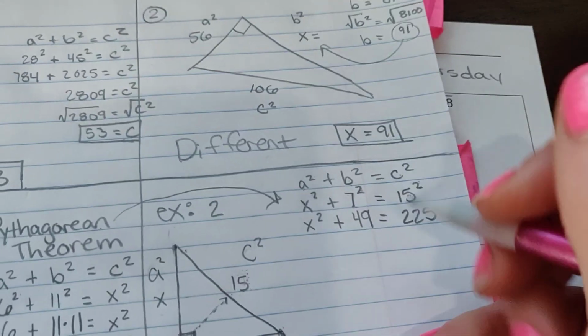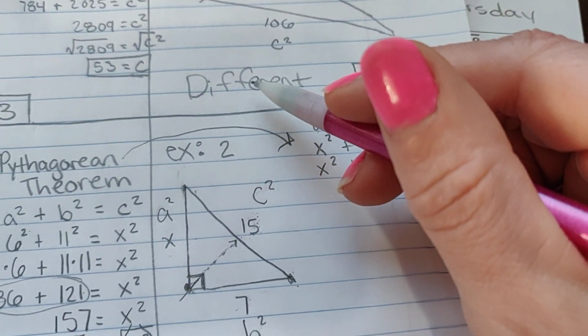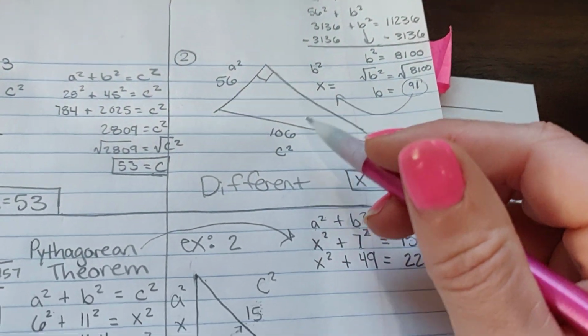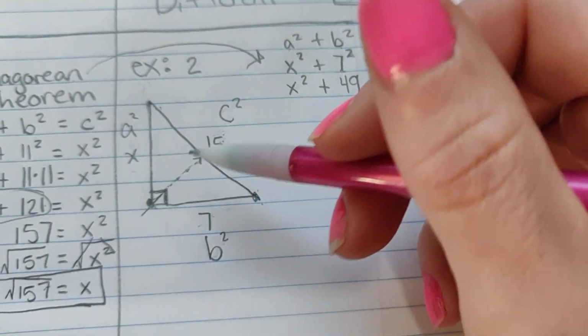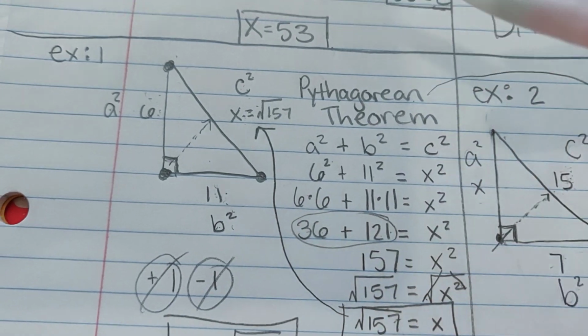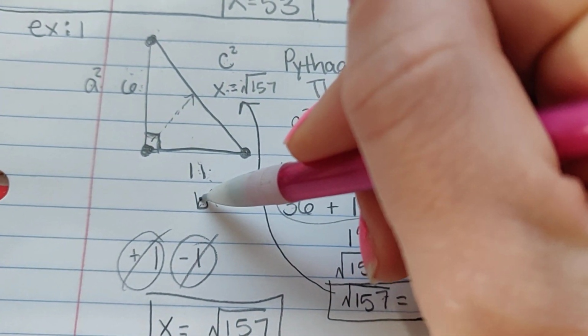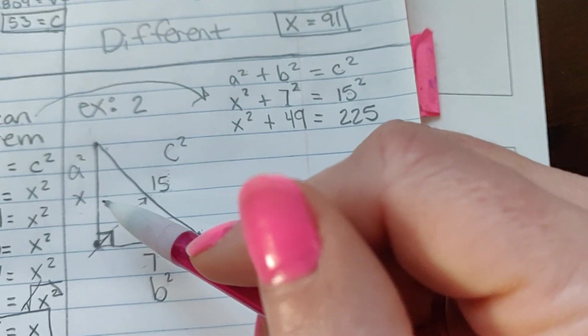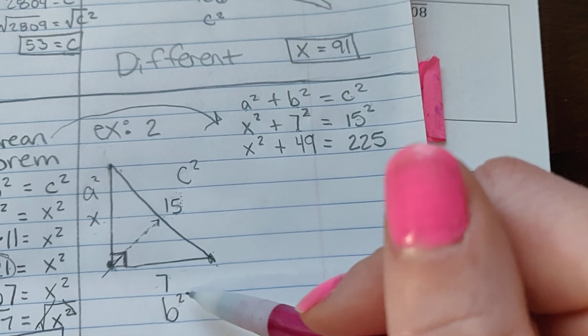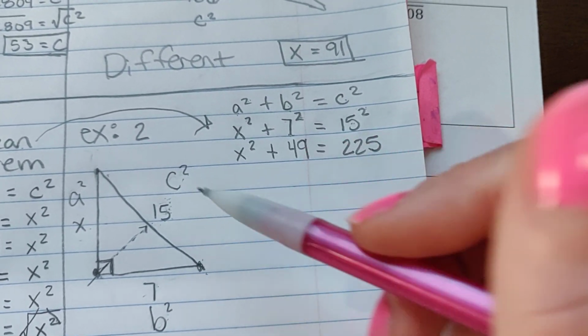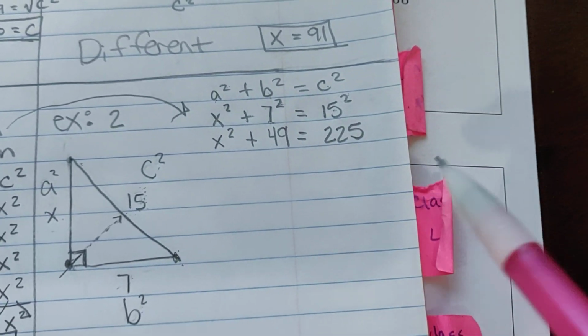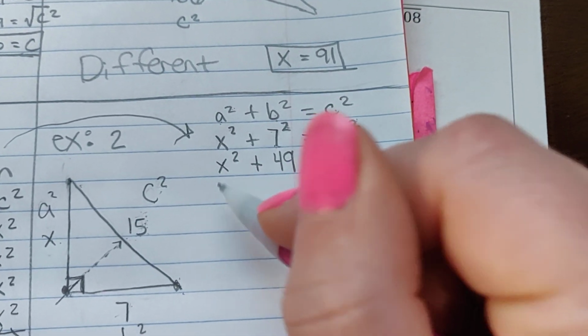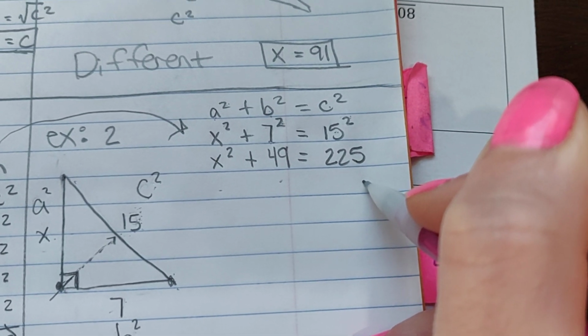All right. So this one's a little bit different, kind of like how I wrote the word different up here. This triangle is a little bit different than the one we did over here. Here we had our A and our B, and we were trying to find C. Over here, we don't have A, we have B, and we have C. So it's a little bit different. We don't have our X. We have this, and we have this over here.